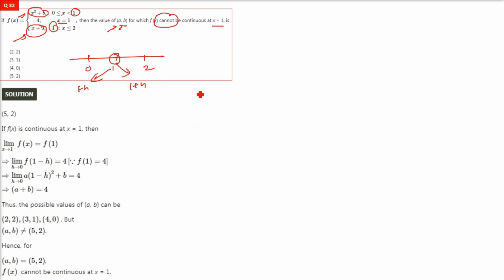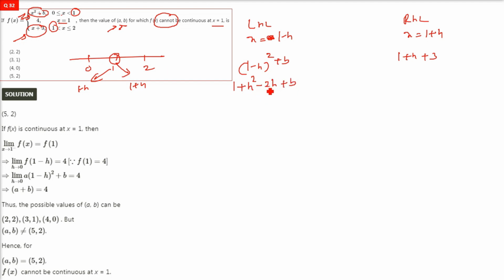Let us take the left hand limit now. This is the left hand limit. We have to put x as 1 minus h. The right hand limit is x equals 1 plus h. Now just put 1 minus h in x square plus b, and put 1 plus h in the second function. So 1 minus h whole square plus b. Here you write 1 plus h plus 3 because it is x plus 3. You can just open it, and wherever h is there you can apply the limit and remove those terms. So you have b plus 1 only.